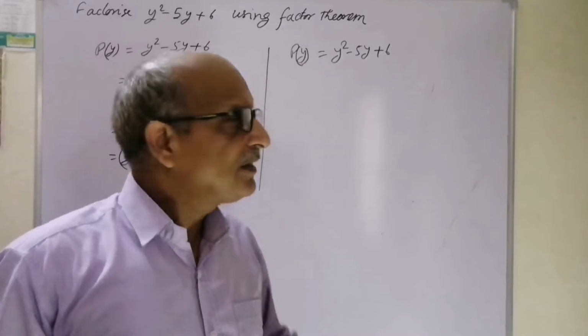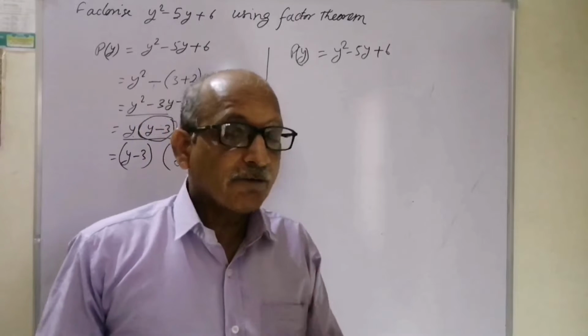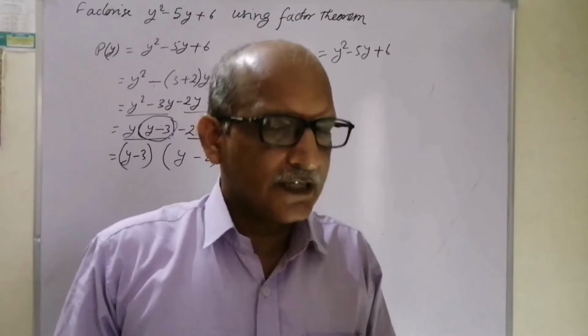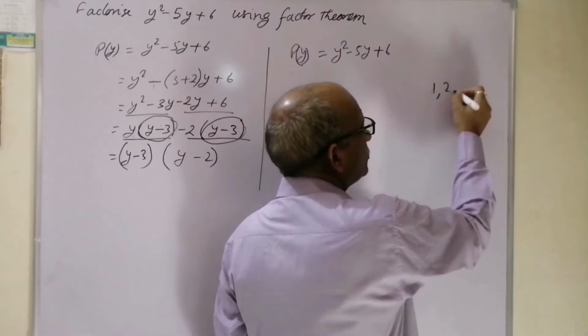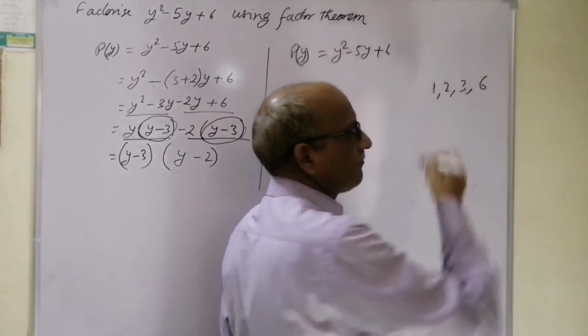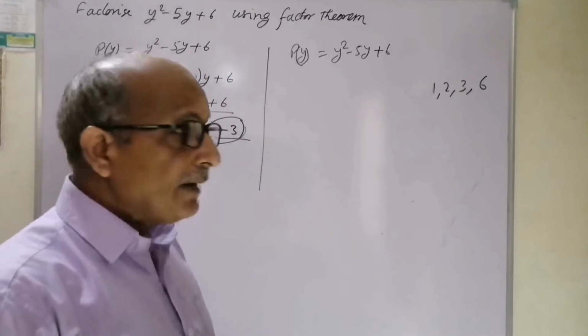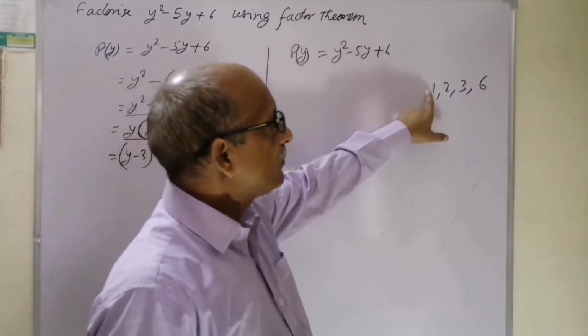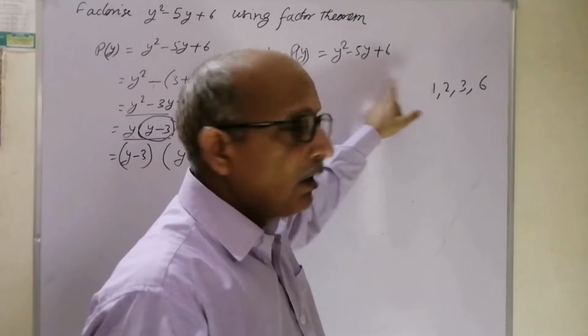We have to examine with all the factors of 6. All the factors. So 6 has different factors: 1, 2, 3 and 6 itself.